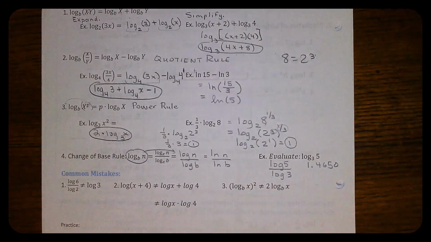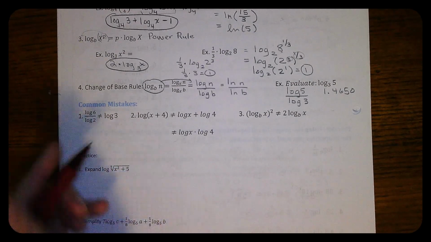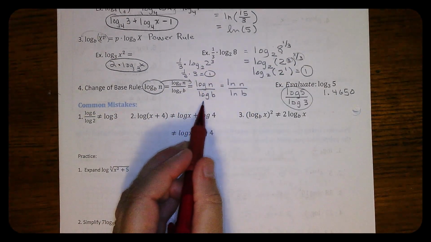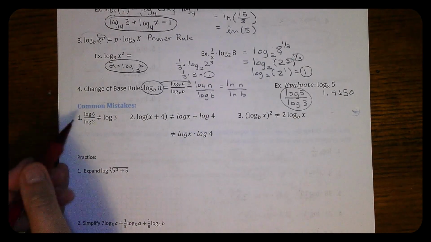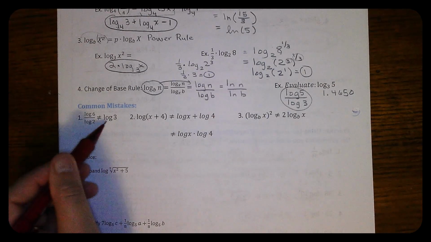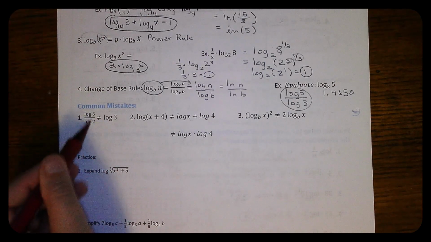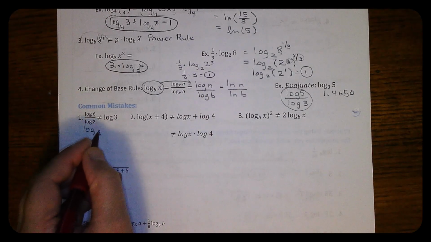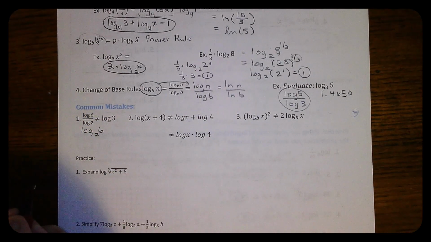All right, so here are some common mistakes people make. I do continue to teach the change of base rule because it helps me say this: log of 6 divided by log of 2 is not log of 3. You can't do that. The log of 6 divided by log of 2 is actually the log base 2 of 6 according to the change of base rule. And that's not the same thing as log of 3.